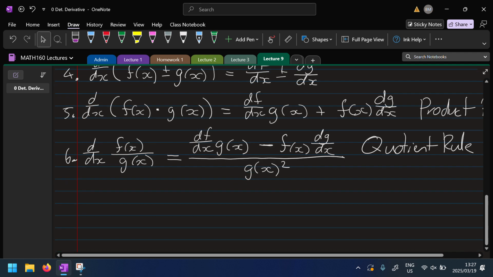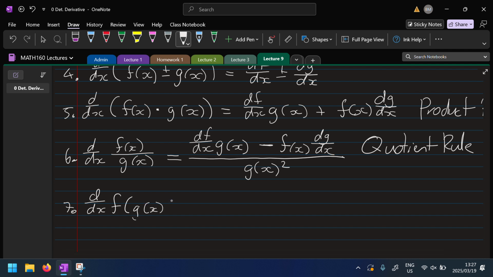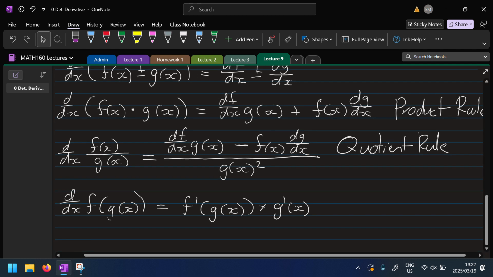And lastly, rule number 7. We have d by dx of f of g of x. So here we have a composition of functions. We know what that is. So f on the outside, g on the inside. This is going to be f prime of g of x. So we take the derivative of the outside function. We leave the inside bit alone, multiplied by the derivative of the inside function. We call this the chain rule.